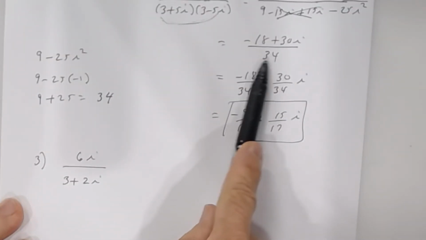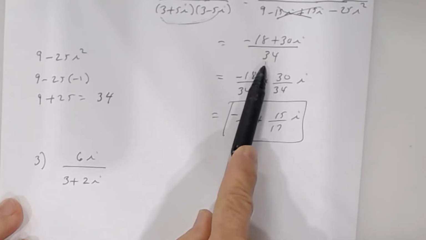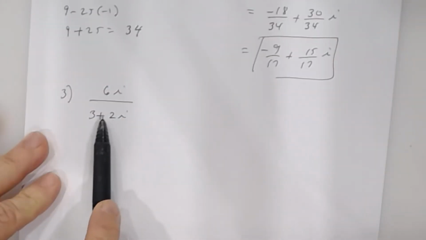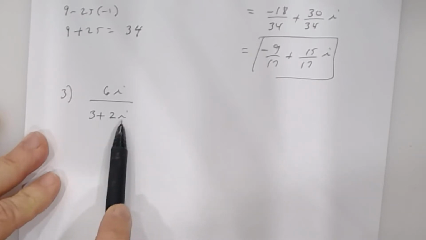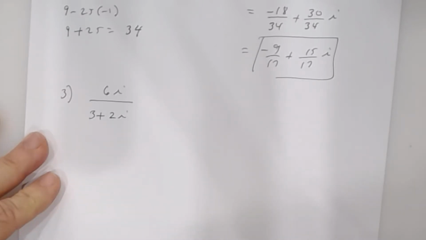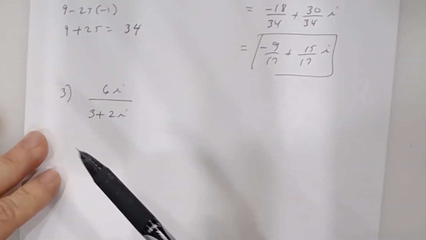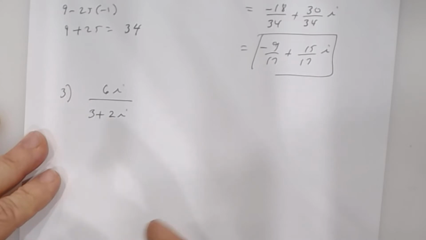I went from an imaginary number to what kind of number? A real number. 34 is not an imaginary number. I want to do the same thing here. So how do I get rid of this i that's in the denominator? Multiply numerator and denominator by its conjugate. And what's the conjugate of 3 plus 2i? 3 minus 2i.